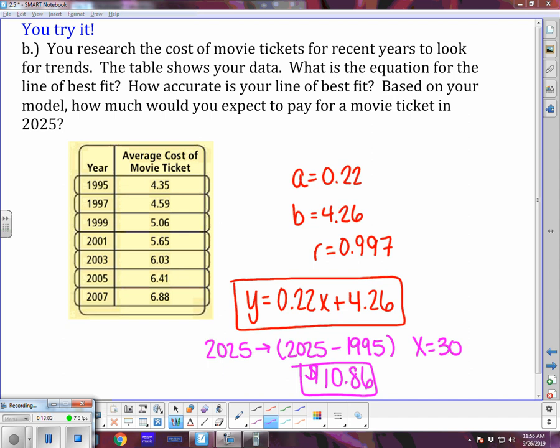Never, ever, ever round a 0.99 anything up to 1. Because 1 is completely perfect, and you don't really want it to be rounded if you can't guarantee that perfection. So if rounding to 2 decimal places forces you to round up to 1, instead do 3 decimal places, which is what I did here. And then after that, I made the equation. In 2025, x would be 30, so I found $10.86.